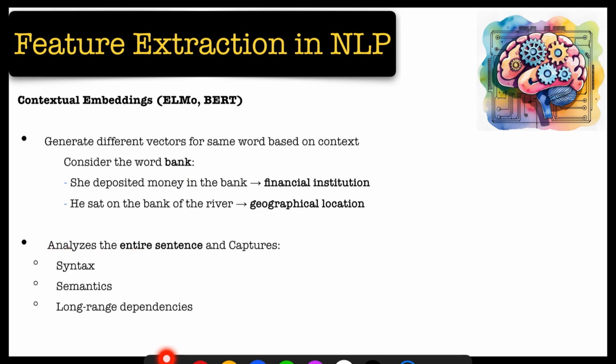It analyzes the entire sentence and captures syntax, semantics and long-range dependencies. In the earlier methods we saw, we had a context window, and within that window we tried to find the meaning and the relationships. But here we are analyzing the entire sentence and trying to find the syntax, semantics and long-range dependencies in the whole sentence. That's why they are able to capture the context of a particular word.